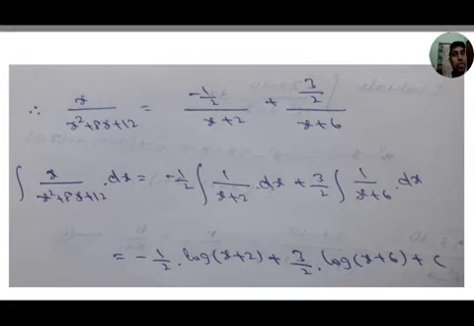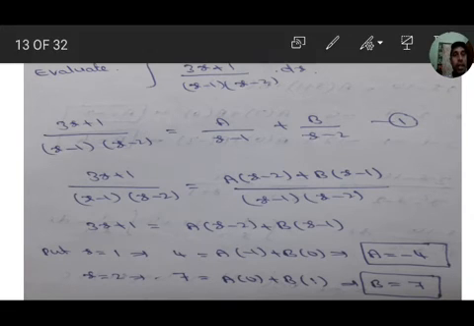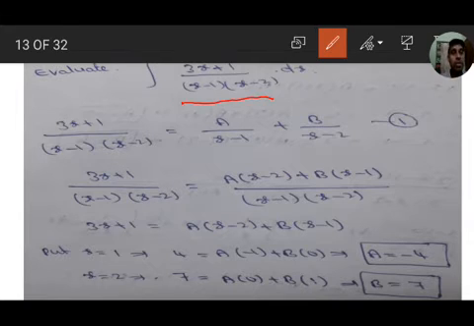Next, we will move to the next problem. Evaluate integration of (3x plus 1) by (x minus 1) into (x minus 2). It is also a case of non-repeated linear factors. First case: therefore (3x plus 1) by (x minus 1) into (x minus 2) can be written as a by (x minus 1) plus b by (x minus 2).